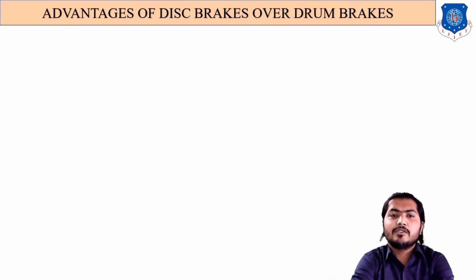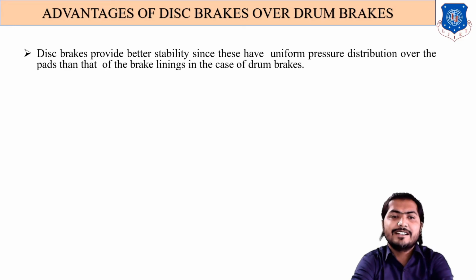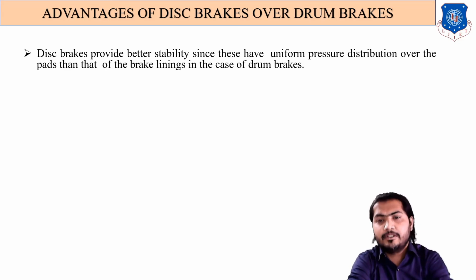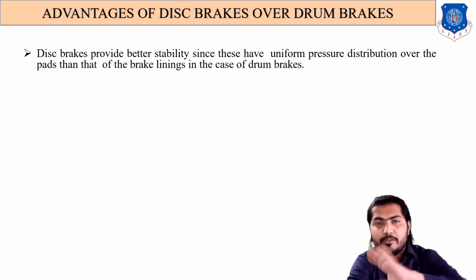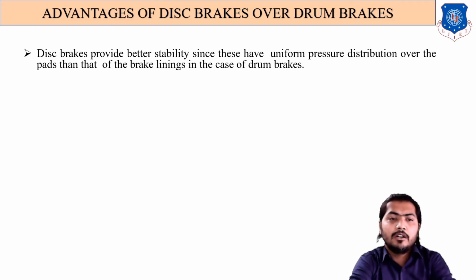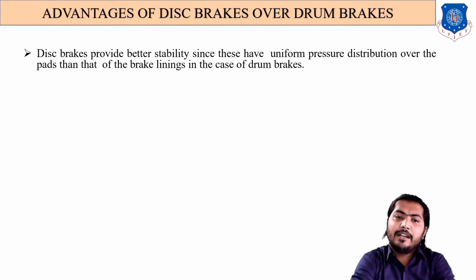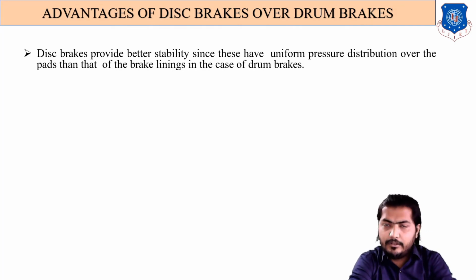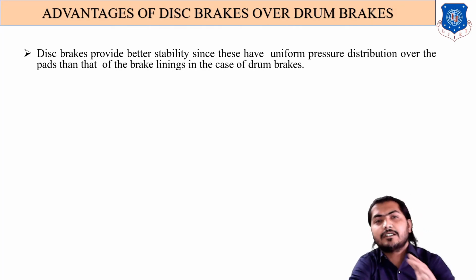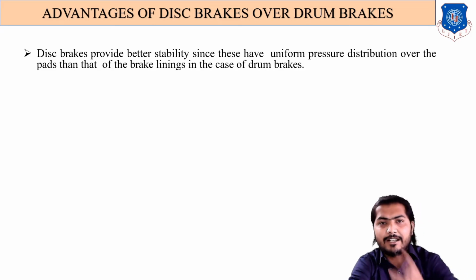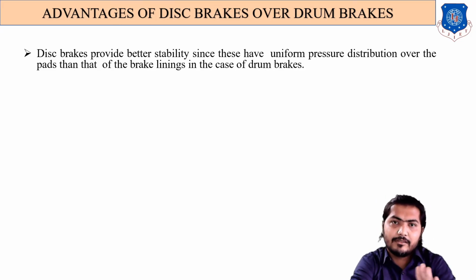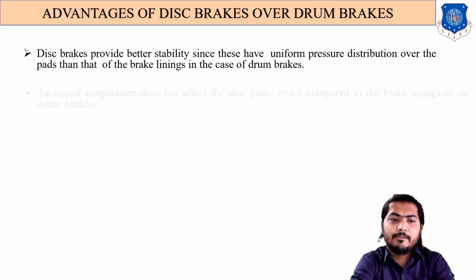Now the advantages of the disc brake over the drum brake. First, the disc brake provides better stability since it has uniform pressure distribution. In this brake, the pressure distribution over the pad is uniform compared to the brake lining in the case of a drum brake, because the drum brake is a curvature type of brake, and here it is a plate type of brake in the disc brake.